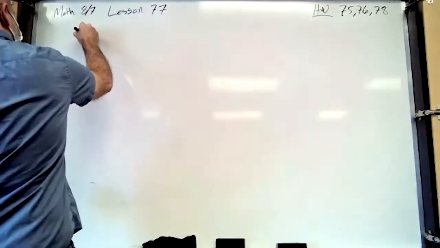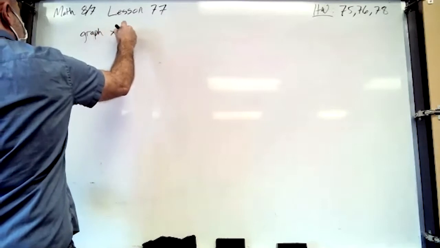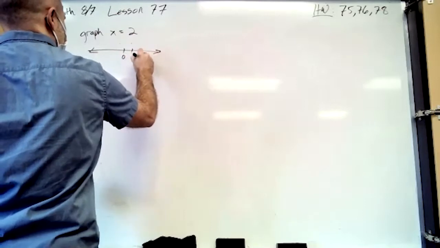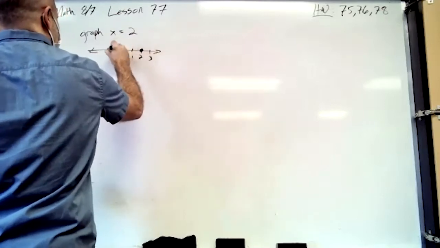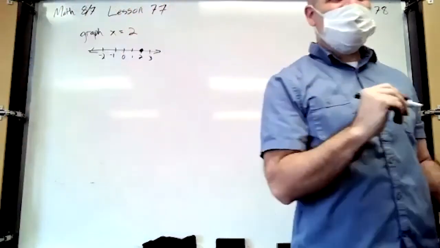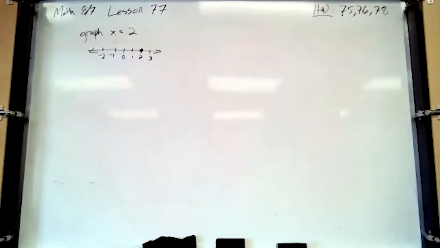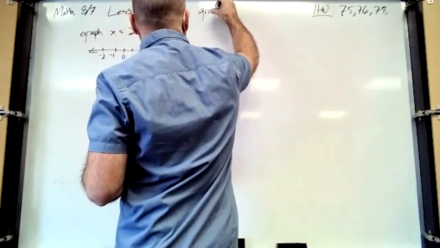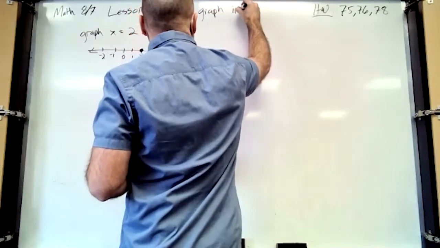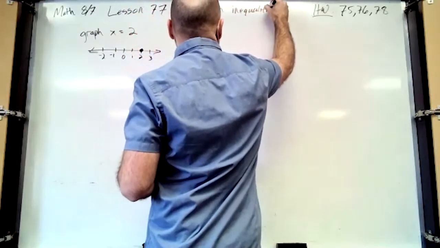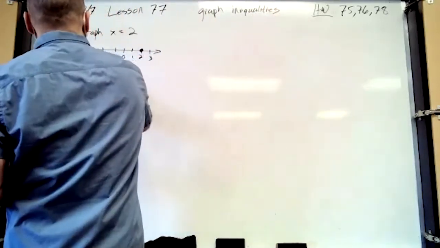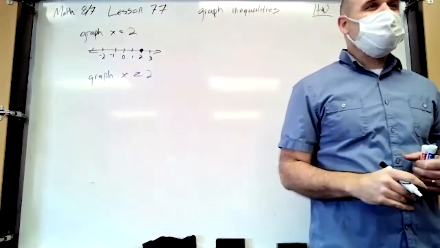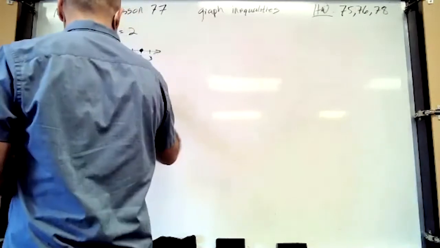So if I graph x equals 2, I just have to put a point. I have to plot right there, right? That's x equals 2. Everybody agree with that? Okay, well, what if I wanted to graph everything greater than or equal to 2? What if I wanted to graph 2, but also everything greater than 2? So see how greater than or equal to 2? So how do I graph that?